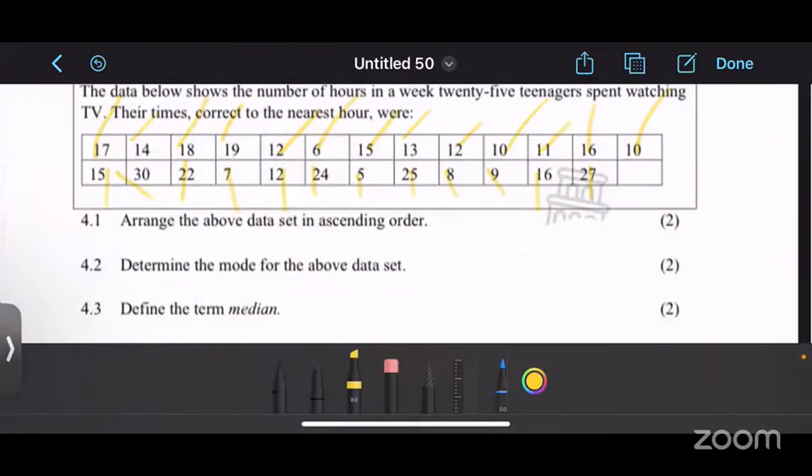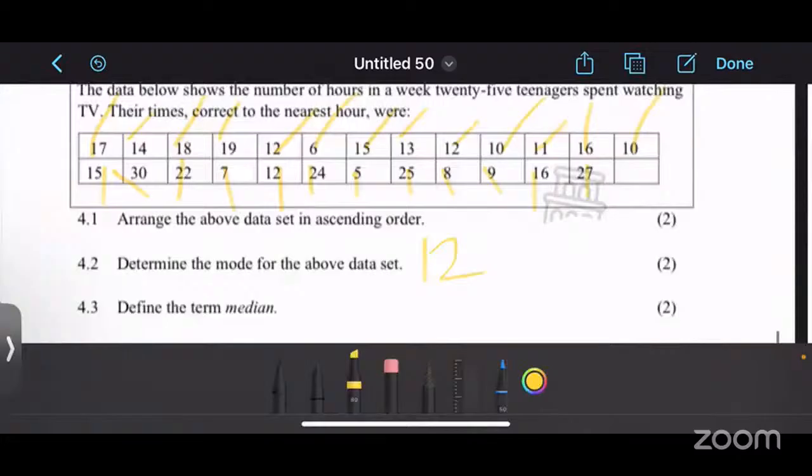They say arrange, like we are done. So everything has been ticked off, so we are happy, right? We're done. And then number two says determine the mode of the data. What does the mode mean? The mode is the one that has the most. It's like the number that appears the most. Which one is it? It's the 12 because there are three 12s. So our mode is going to be 12.